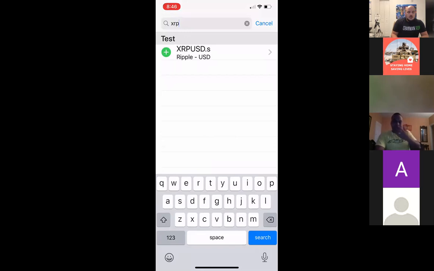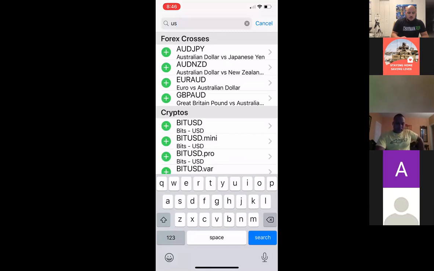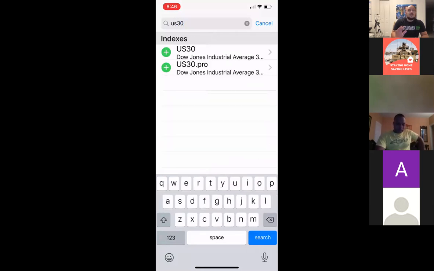Okay. Here's another one you're going to want to add, US 30. So if you guys want to trade indices, the US stock market, it's freaking nuts. It's crazy. You can only trade this with about $1,000 to $1,500 when you start, and do not trade anything else on that account. But if you want to play with it, US 30, just add the top one there.